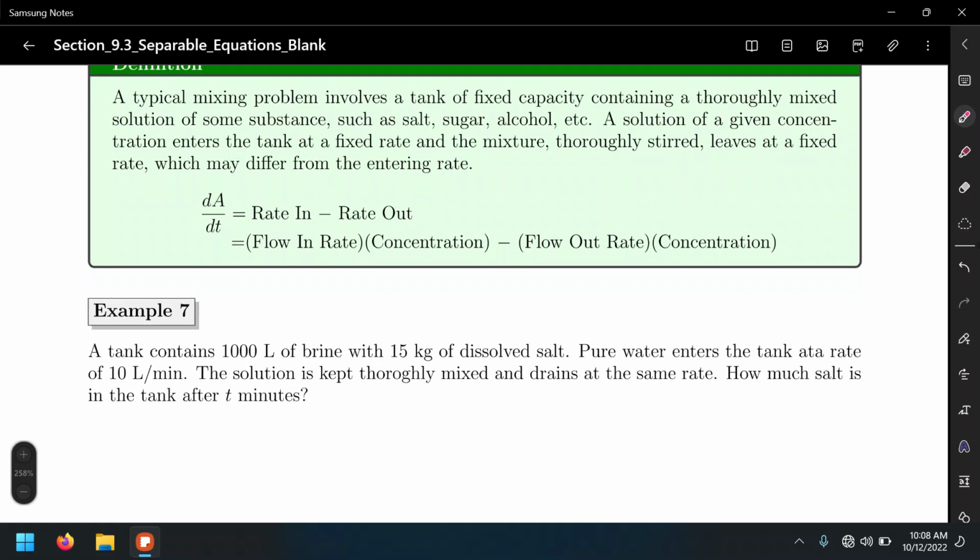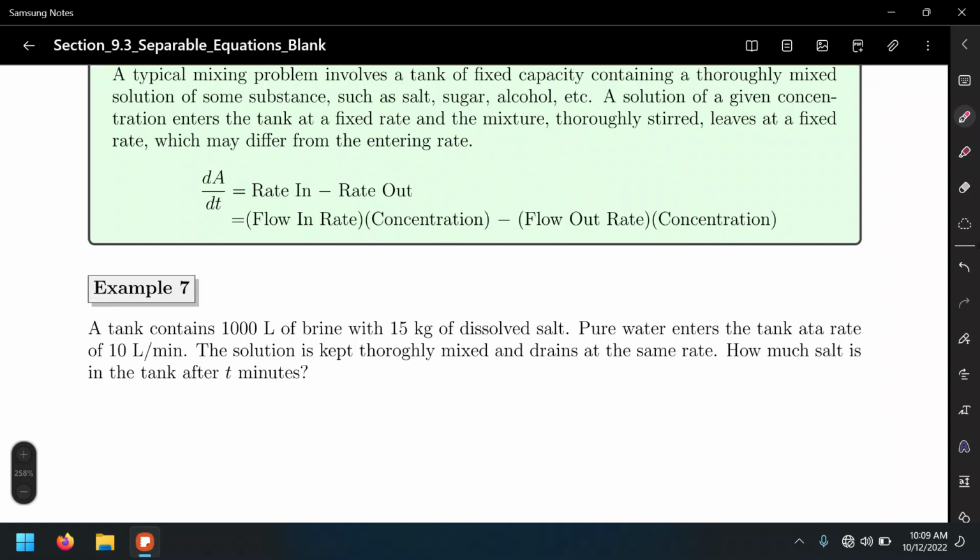So what's going to happen? The rate of change of the quantity A with respect to time is going to be the difference between the rates: whatever comes in minus whatever comes out. Because this is coming out, that's why we are subtracting that quantity. And we further describe the rate in and rate out as the flow in rate times the concentration, and the flow out rate times the concentration. So I think an example here would be a good way to see this in action.